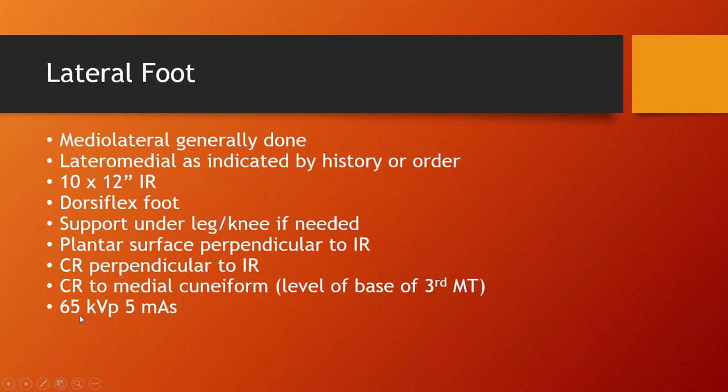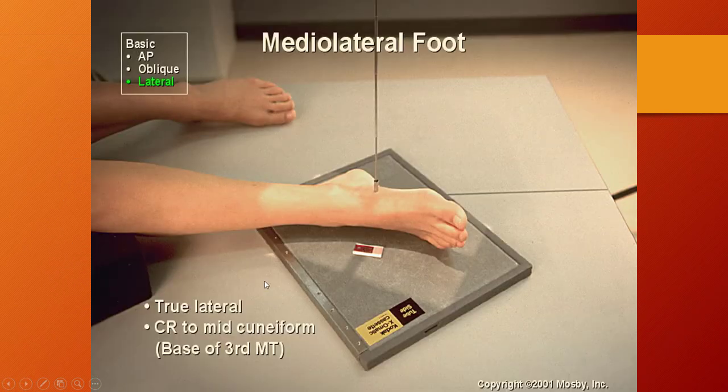65 at 5, so you're going to use a little bit more technique in order to penetrate all the way through that foot. You'll notice on your oblique and your laterals, we no longer have the angle. The angle has been taken off, and you're shooting perpendicular. So only the AP has the 10 degree caudal angle.